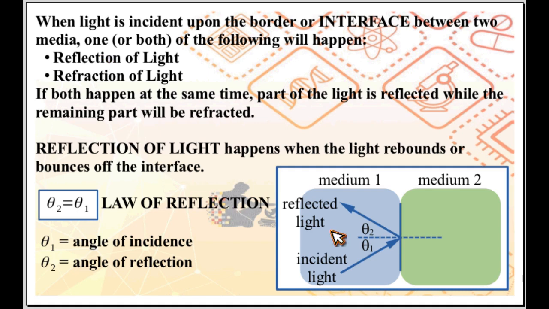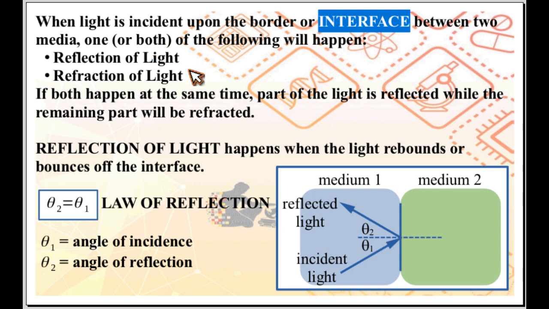If you have two media, medium 1 and medium 2, the border between the two media is referred to as the interface between the two media. Light traveling in one medium, there's a chance that light will encounter the interface between the two media. When light is incident upon the interface, one or both of the following will happen: reflection of light and refraction of light.